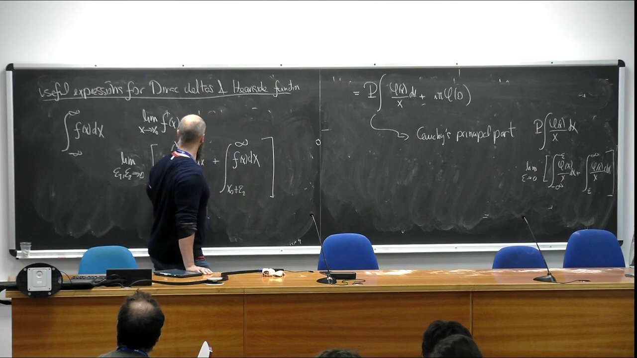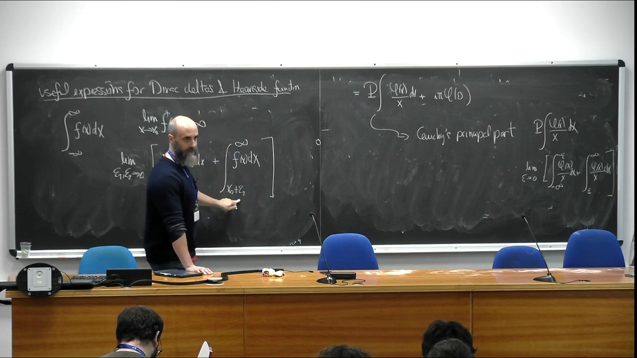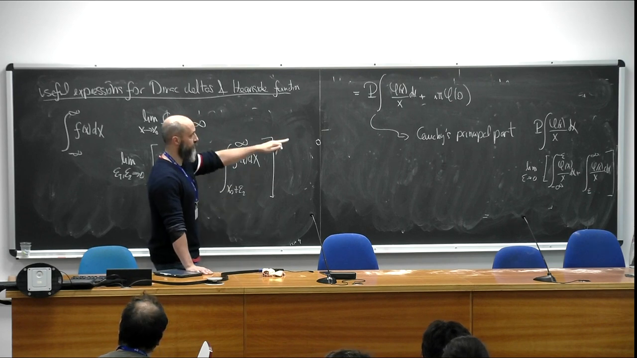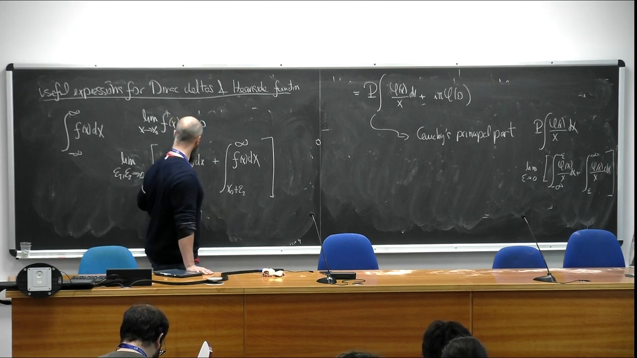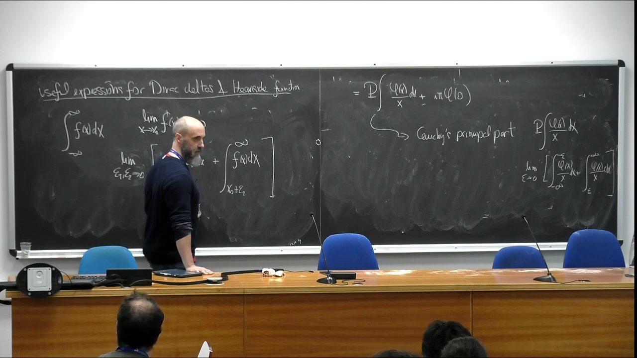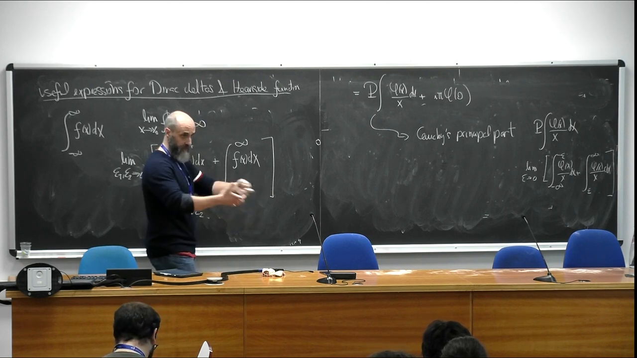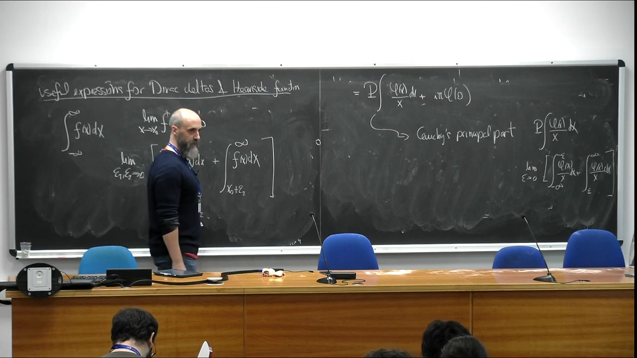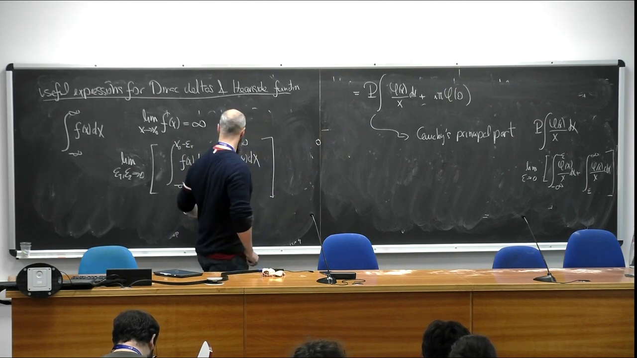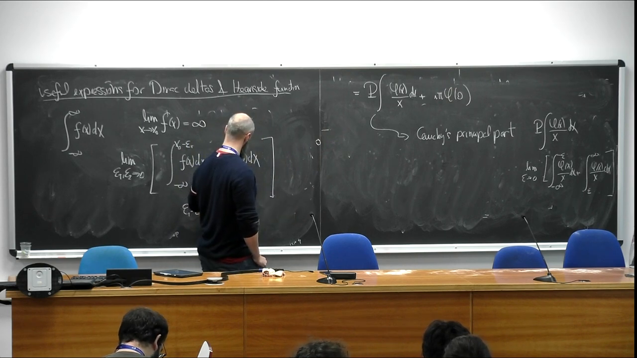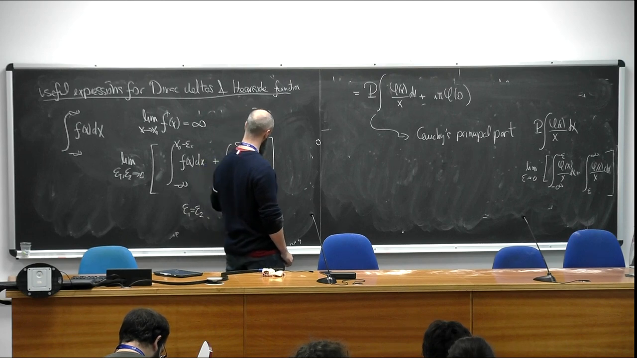In the case where epsilon 1 is equal to epsilon 2, that means you approach the singularity at the same rate. This is called Cauchy principal part or Cauchy principal value. Because there are different ways to remove the singularity, when these two are the same, the result of this integral is called Cauchy principal value or Cauchy principal part. Good. More questions?